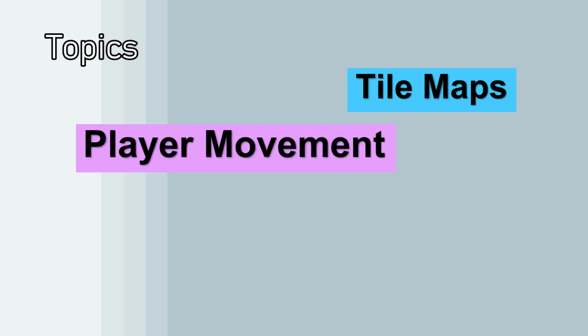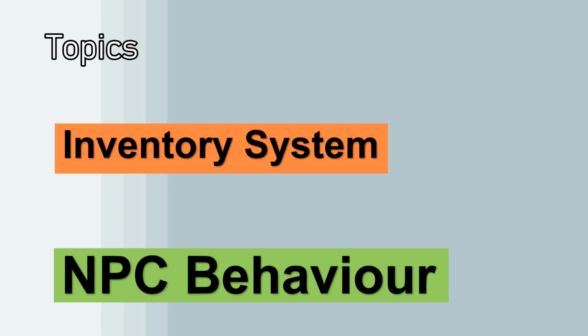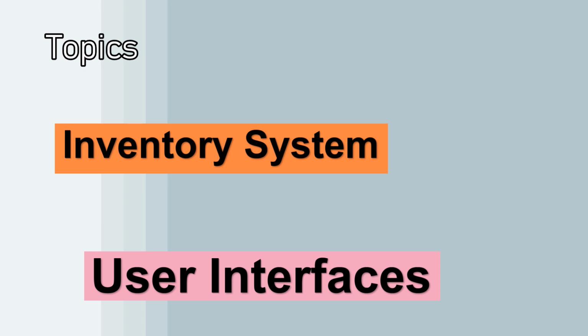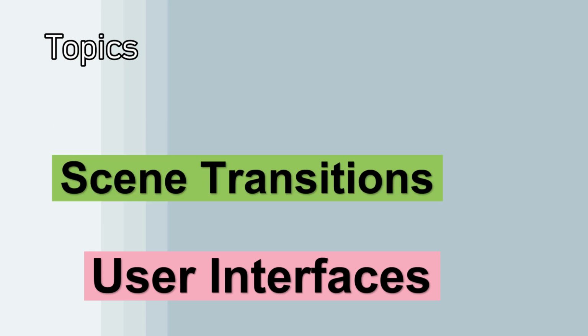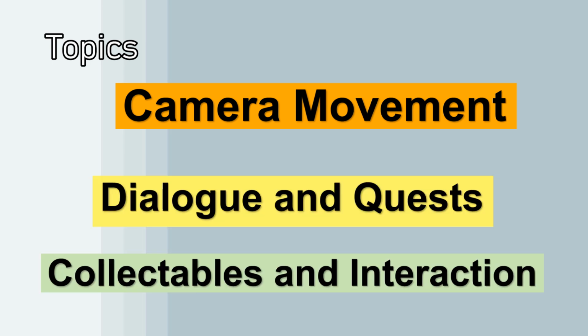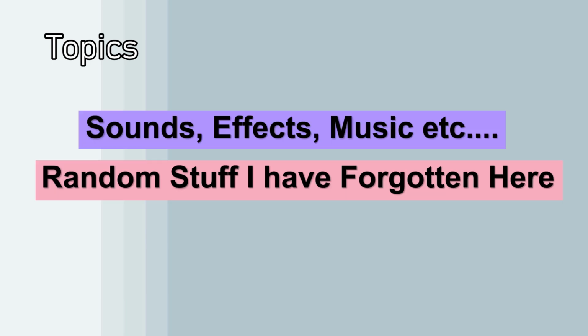For our top-down RPG then, my plans so far are that we're going to be covering tile maps, player movement, animations using sprite sheets, NPCs, an inventory system, saving and loading the game, creating UI panels with buttons, tabs, that sort of stuff, transitioning between scenes, whether that's going into a building or going to a different map, fast travel, that sort of thing, camera movement, dialogue and quest systems, making collectibles and objects that you can interact with in the world, adding sound and music, and well, anything else really that comes up during the making of this that needs to be gone over.